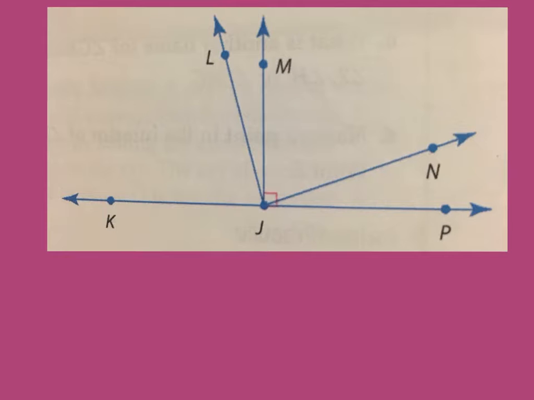Part C is NJP, right here. They want us to figure out if this is obtuse, right, or acute. And again, I could go back. I see that MJP was a right angle, and NJP is clearly a lot smaller than that. So I'm going to name that this is an acute angle. It's cute.